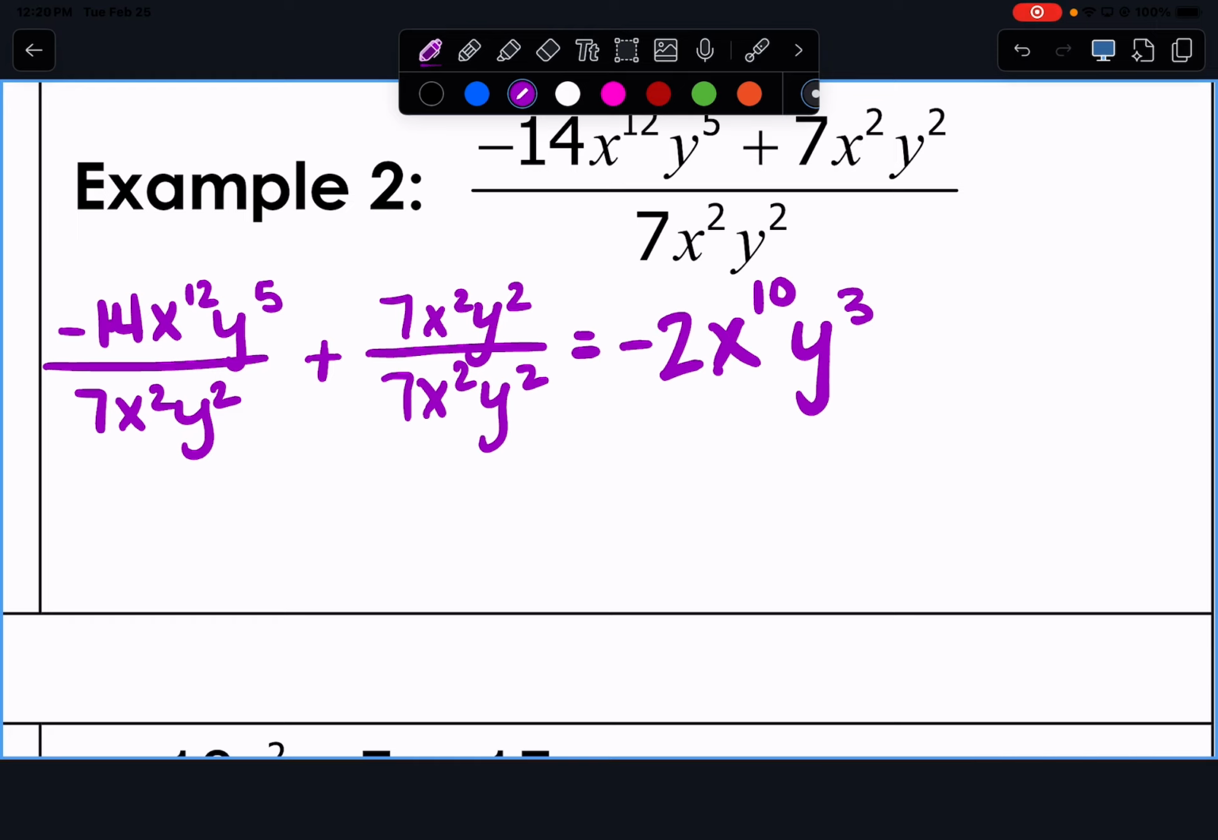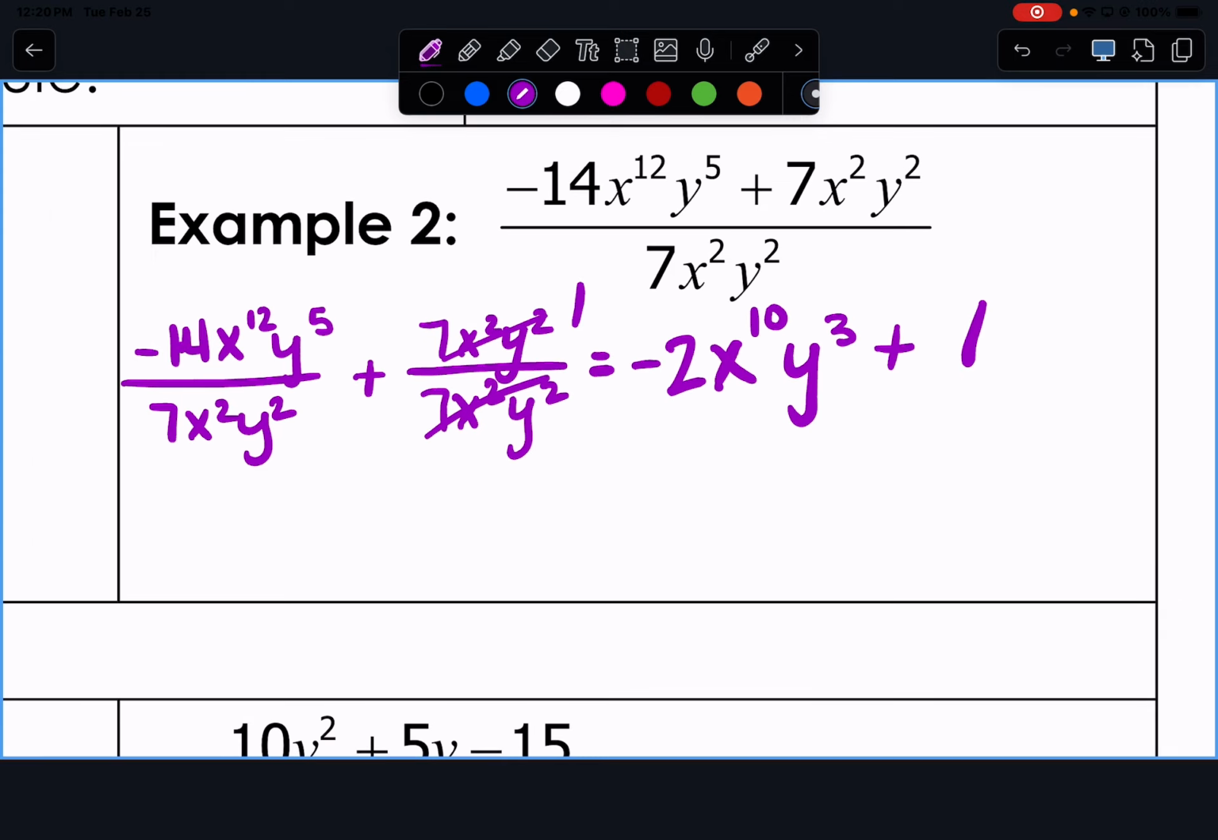Now, what is anything divided by itself? 1. All of this cancels out and it just leaves you with plus 1. And that's all we had to do.